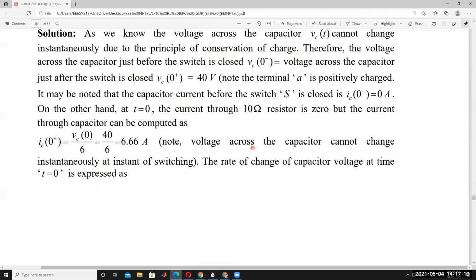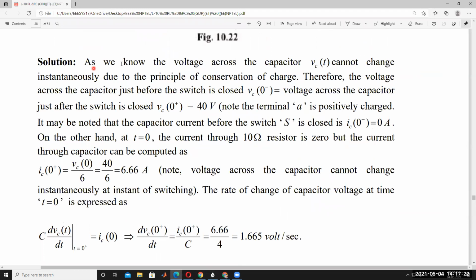Here, as we know, the voltage across the capacitor VC of t cannot change instantaneously, due to the principle of conservation of charge. Capacitors do not allow sudden changes in voltage. Therefore the voltage across the capacitor just before the switch is closed, VC of 0 minus, is equal to the voltage just after the switch is closed, VC of 0 plus. That's why VC of 0 plus is equal to 40 volts.